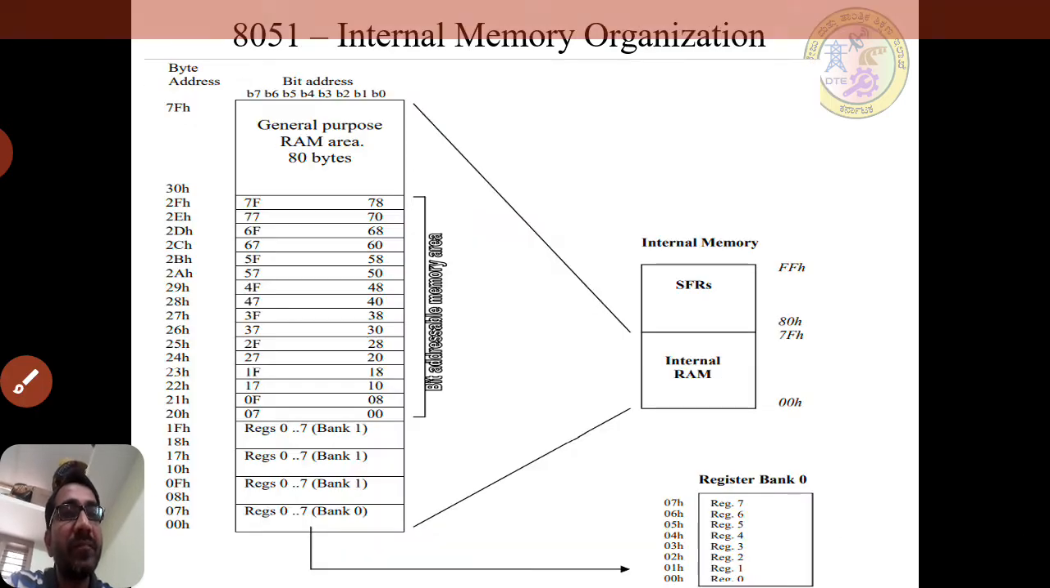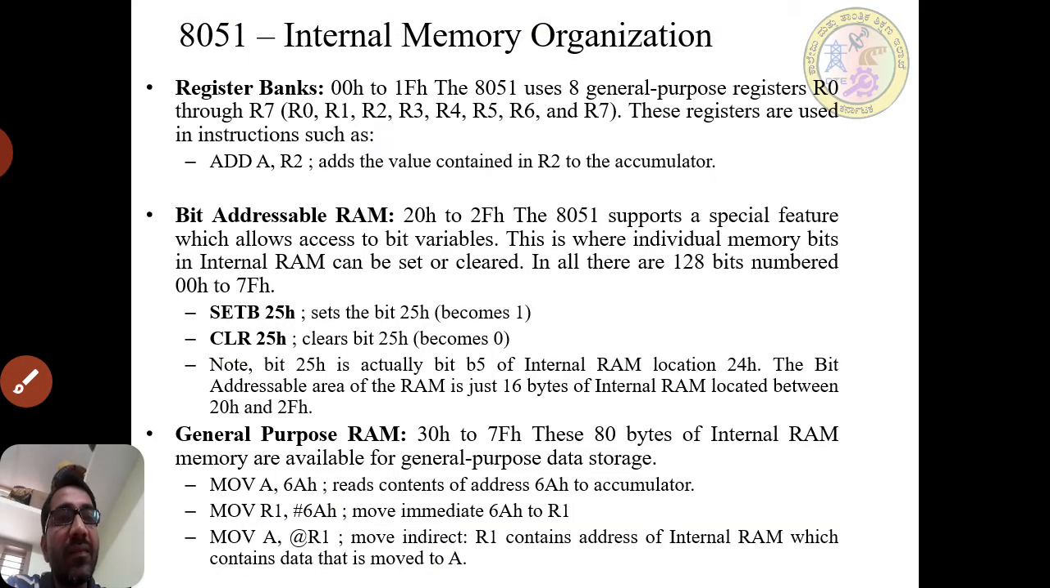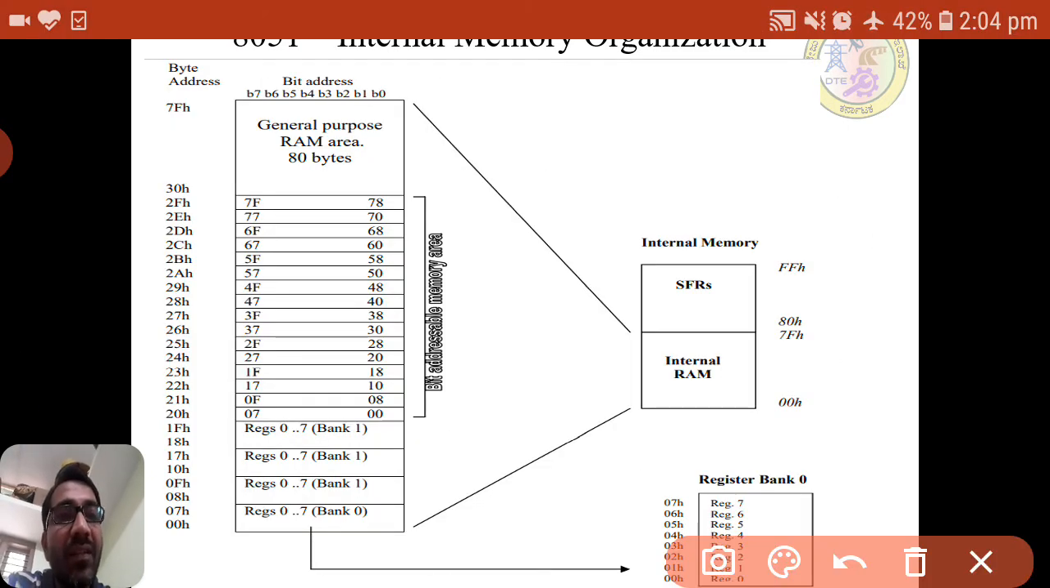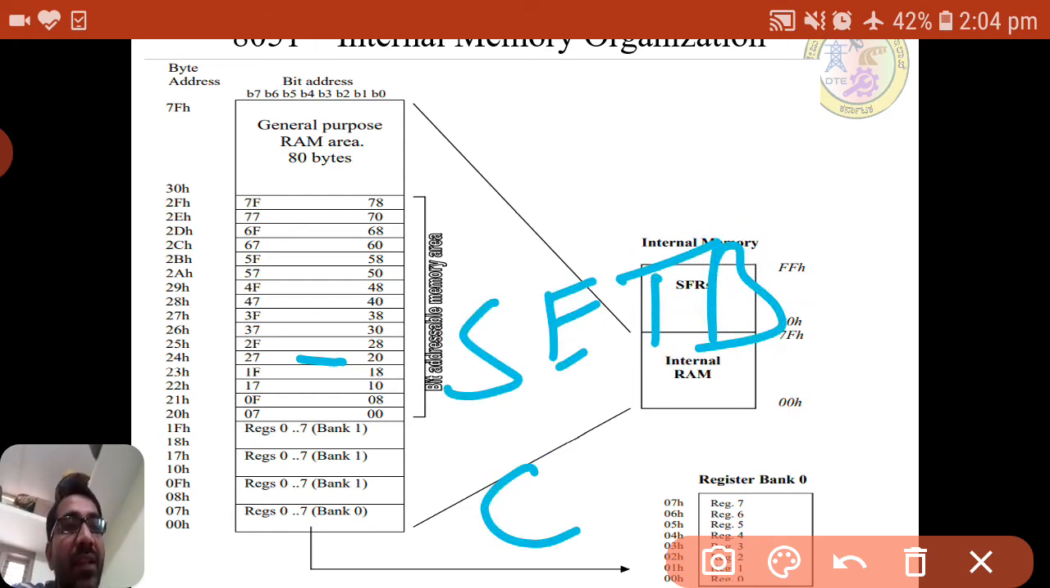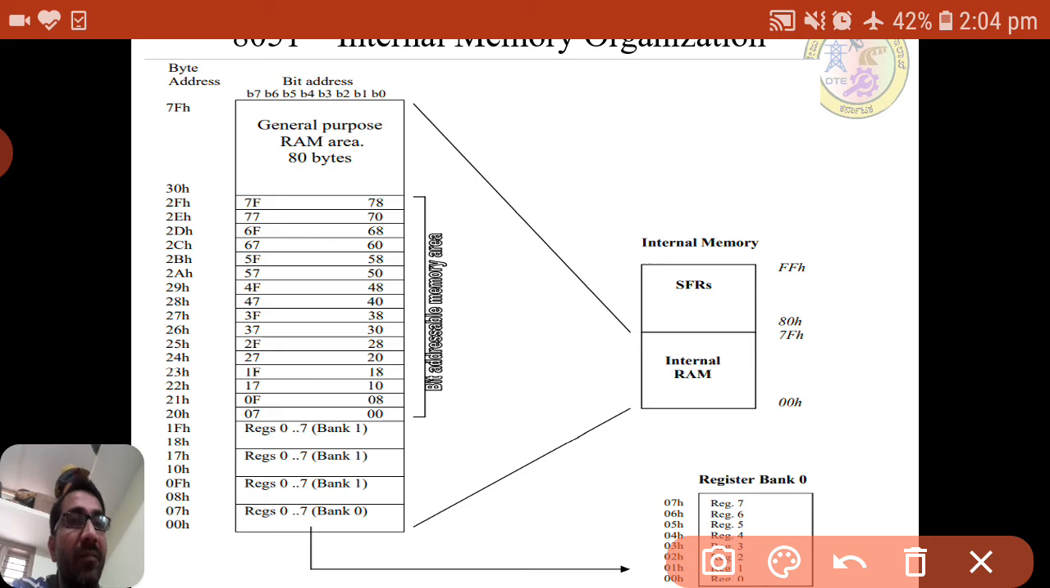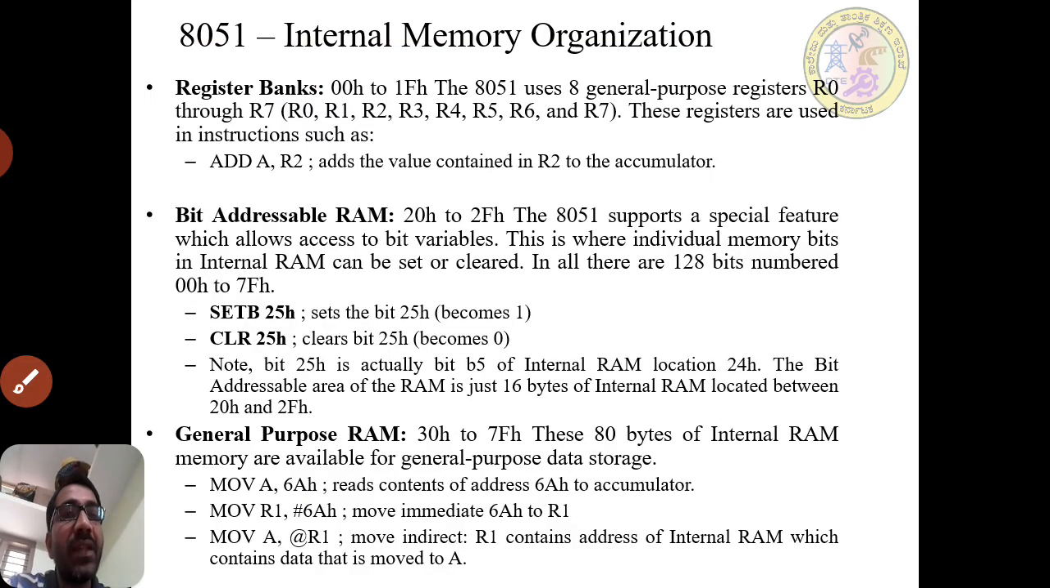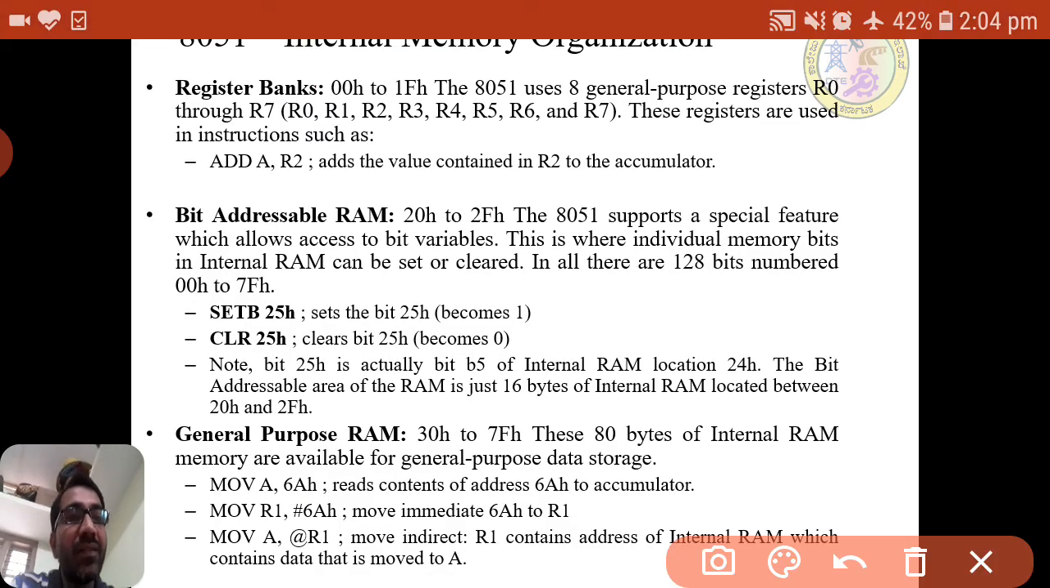For example, if you see here, the 25th is coming in this: 20, 21, 22, 24, 25. The 25th bit will be set to 1 by using SETB, and it will be cleared by using CLR. This is how the bit addressable area will be used.